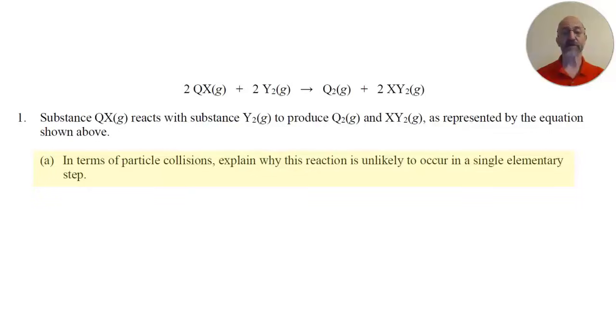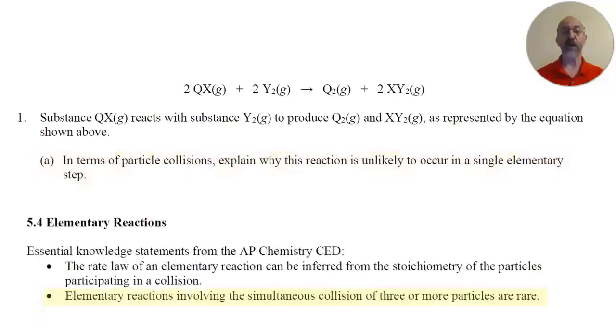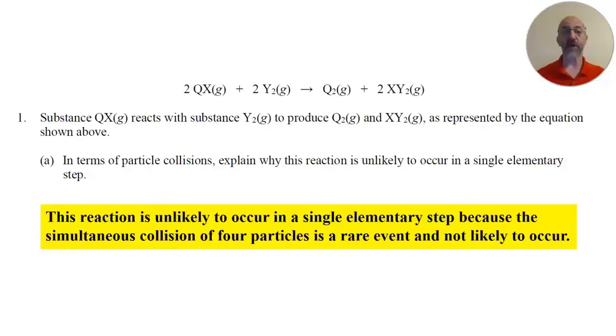So the way we can answer this question is based on something that I had presented in an earlier episode of AP Chemistry Review and Practice when I was reviewing topic 5.4, Elementary Reactions. One of the essential knowledge statements for topic 5.4 is that elementary reactions involving the simultaneous collision of 3 or more particles are rare. So that's going to be how we answer part A of this question. I can see 4 particles of reactants, and so therefore this reaction is unlikely to occur in a single elementary step because the simultaneous collision of 4 particles is a rare event and not likely to occur.